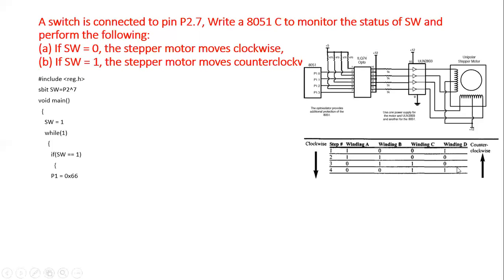Then what should be the next sequence? The next one should be C, in descending order. 3, 2, 1 it should go, right? So the next sequence will be C. But before we give the C, after passing this value to the port P1, we wait for some delay. So I have a subroutine called ms delay, millisecond delay, which will be called here.